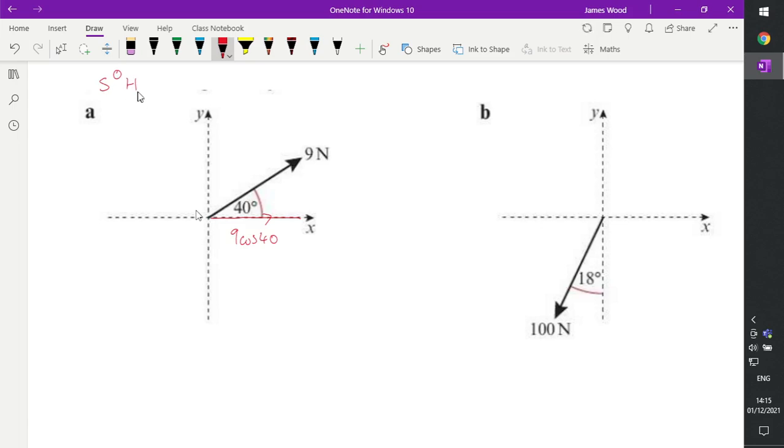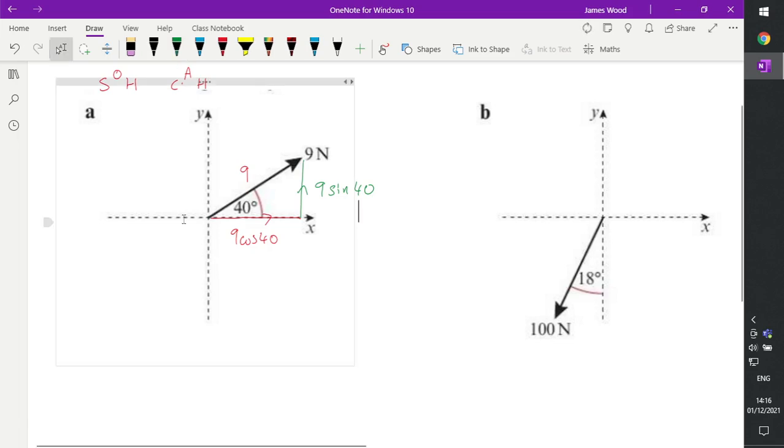Just think about your right angled triangle geometry. We've got sine, which is opposite over hypotenuse, cos, which is adjacent over hypotenuse. So the adjacent side to the angle, the side next to it basically, is going to be cos. The hypotenuse is 9. This is the adjacent. The vertical, which is opposite the angle, that's going to be 9 sin 40. So that's what's going to happen.